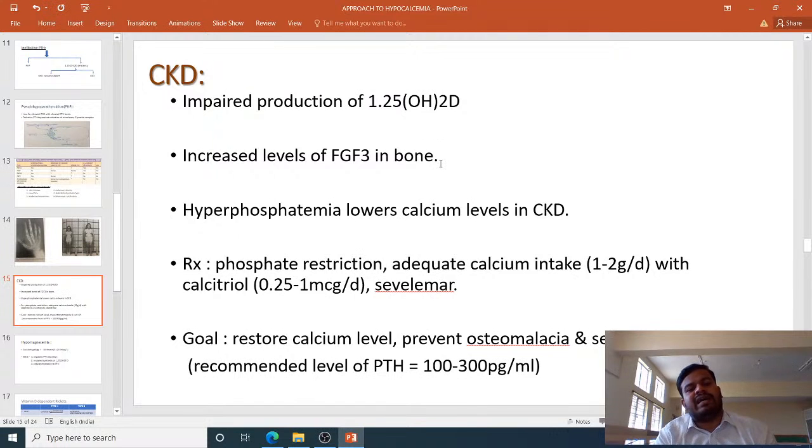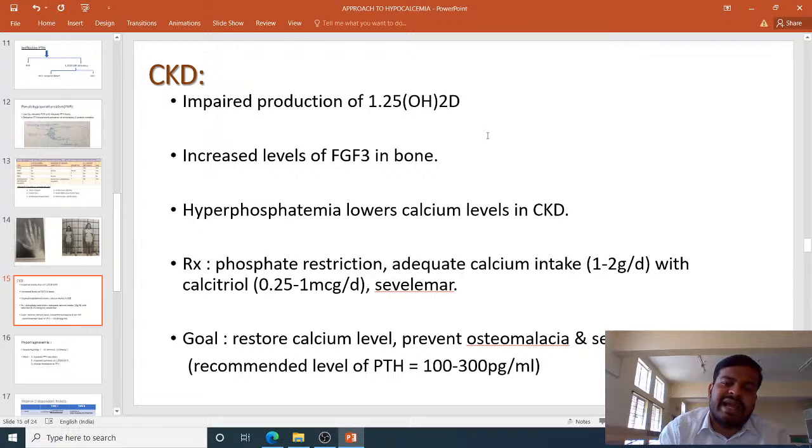Coming to the CKD, impaired production of the active form of vitamin D, which is calcitriol, is very prominent in patients with CKD. They usually require vitamin D and calcium supplementations, which you should be remembering. Due to destruction of the renal parenchyma and shrinking of the kidneys, the kidney is unable to produce adequate vitamin D conversion from the inactive form to the active form.